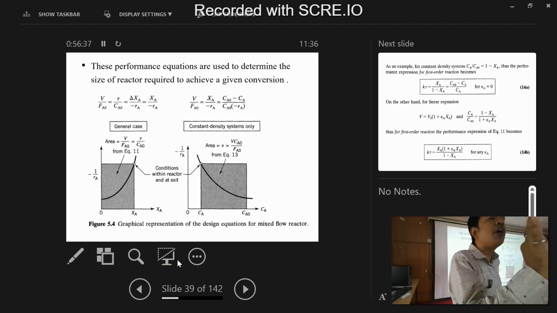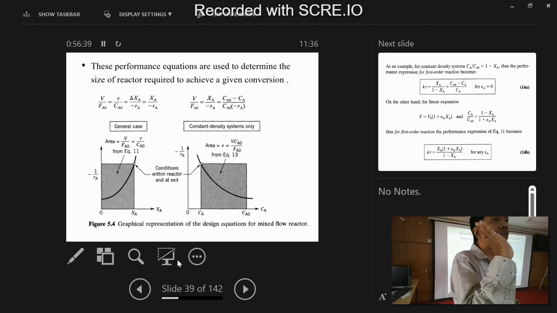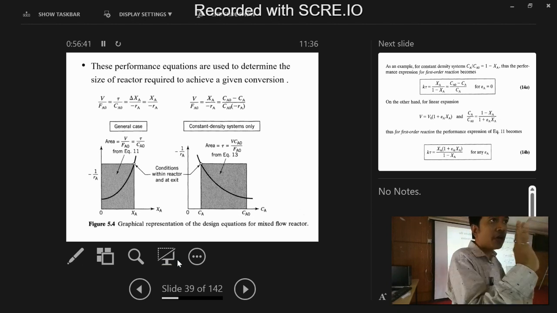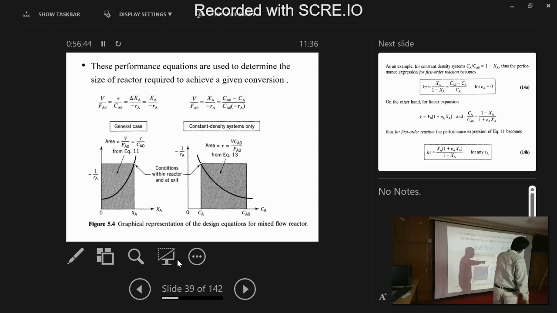Okay, so the plots are very, very important. For a CSTR, if the problem comes, we need to plot minus 1 by RA versus XA, and the area of the plot is called V by FA naught. From V by FA naught, we can calculate V, the volume of the reactor. That is an important question: how do you size the reactor? We need to find V. We first draw a plot, find the area, and you get V by FA naught. Multiply by FA naught, you will get V.